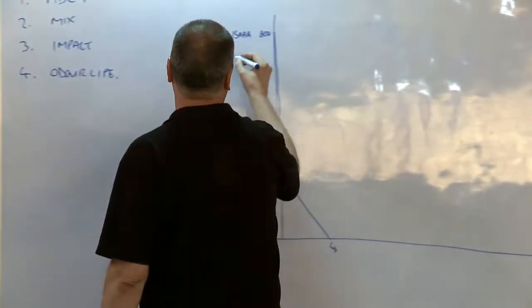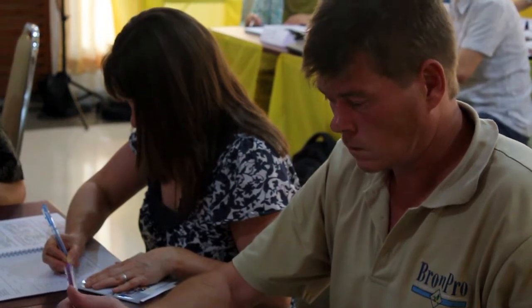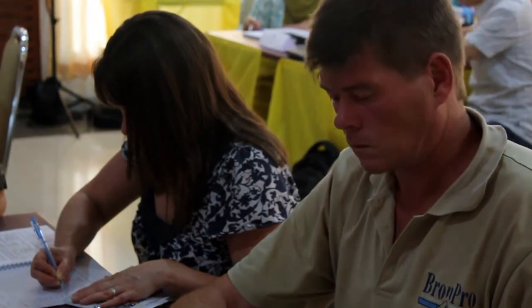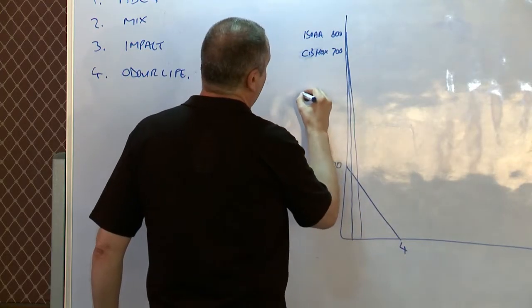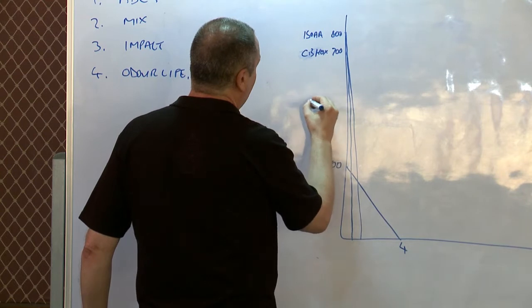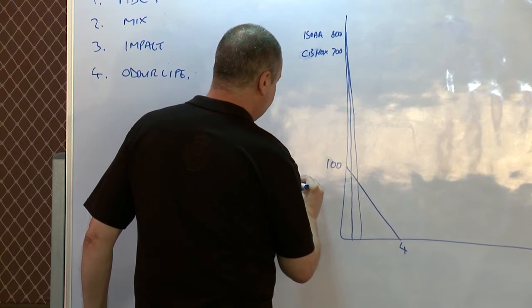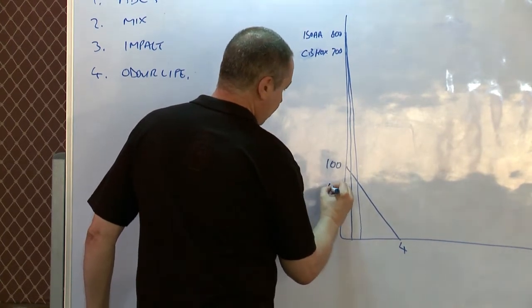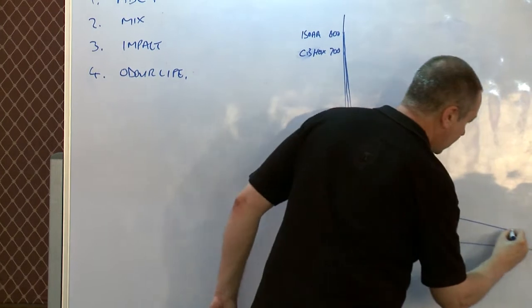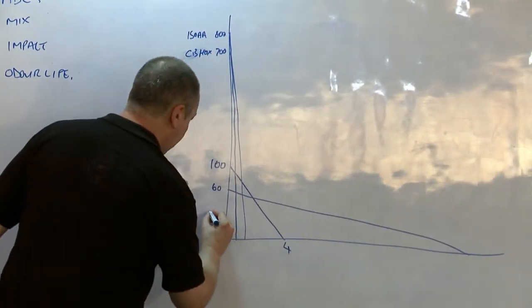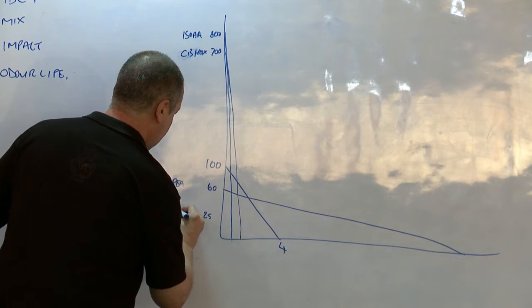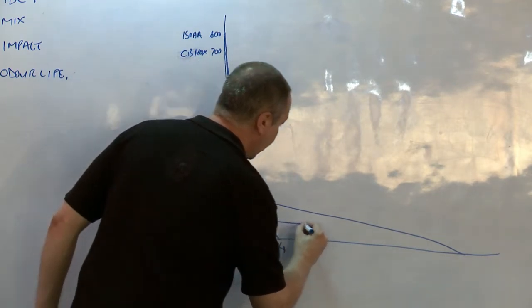Your PEA will be a line, cis-3-hexanol from 700 to half an hour. Linalool, PEA from 60 to 24. And then sandalwood will be more or less a straight line going off the chart.